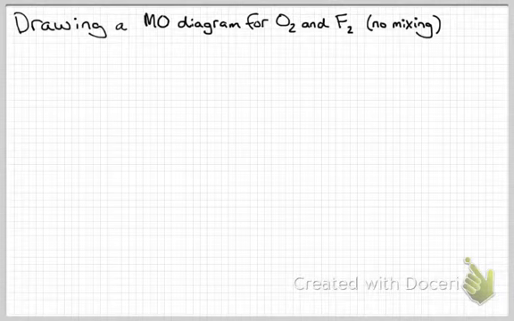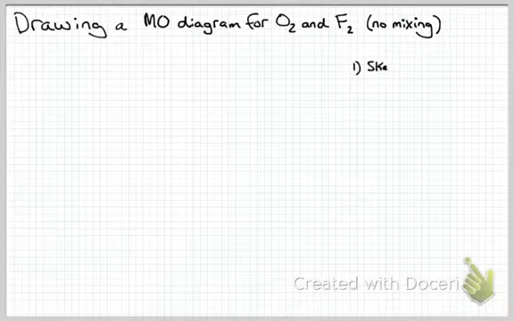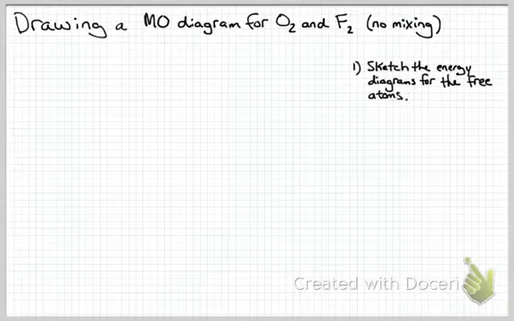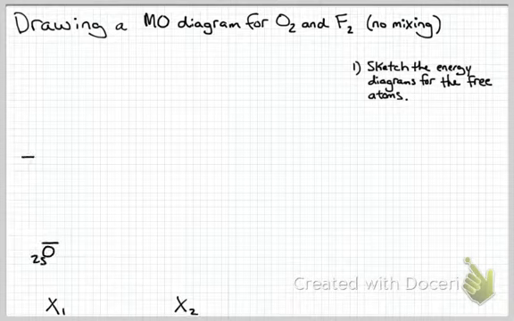In this movie, I'm going to show you how to draw a molecular orbital diagram for O2 and F2. To start, we're going to sketch the energies of the atomic orbitals. So number one, sketch the energy diagrams for the atomic orbitals of the free atoms. This is the diatomics. We'll label them X1 and X2.